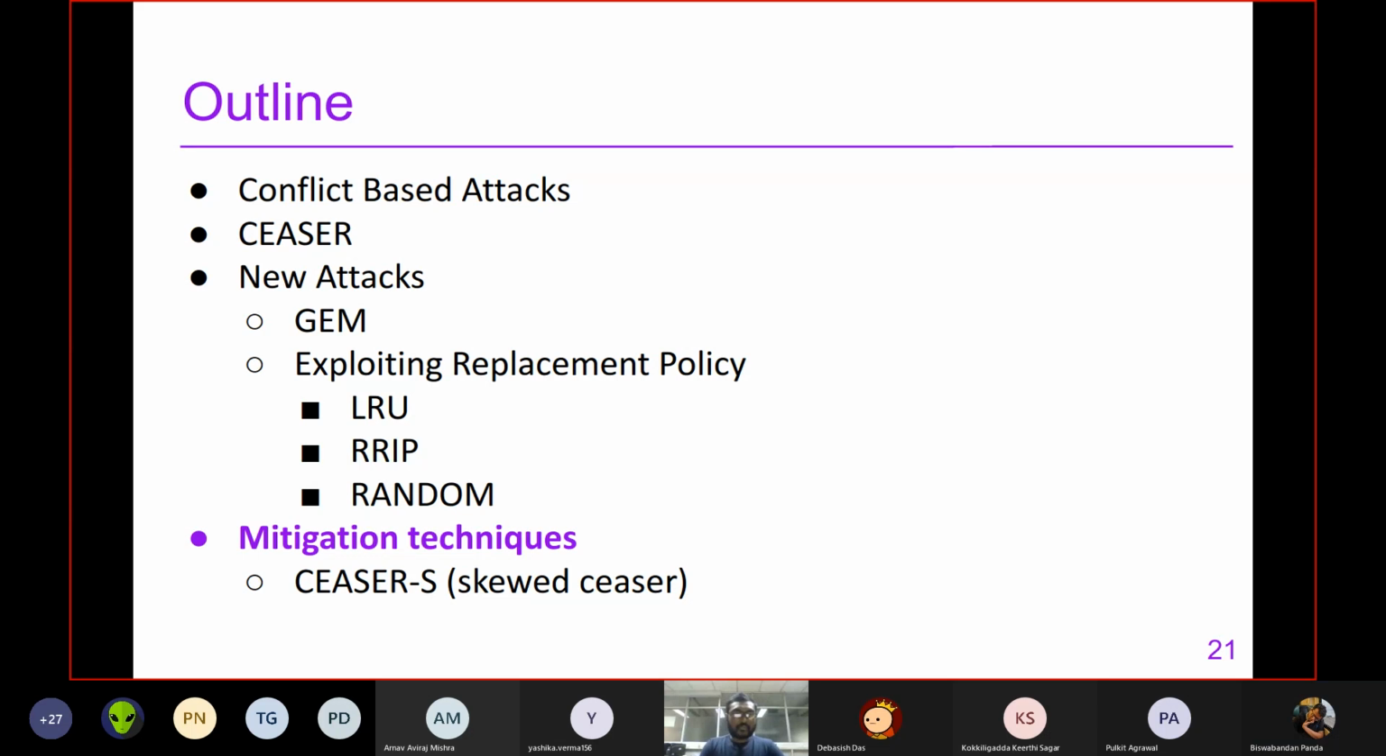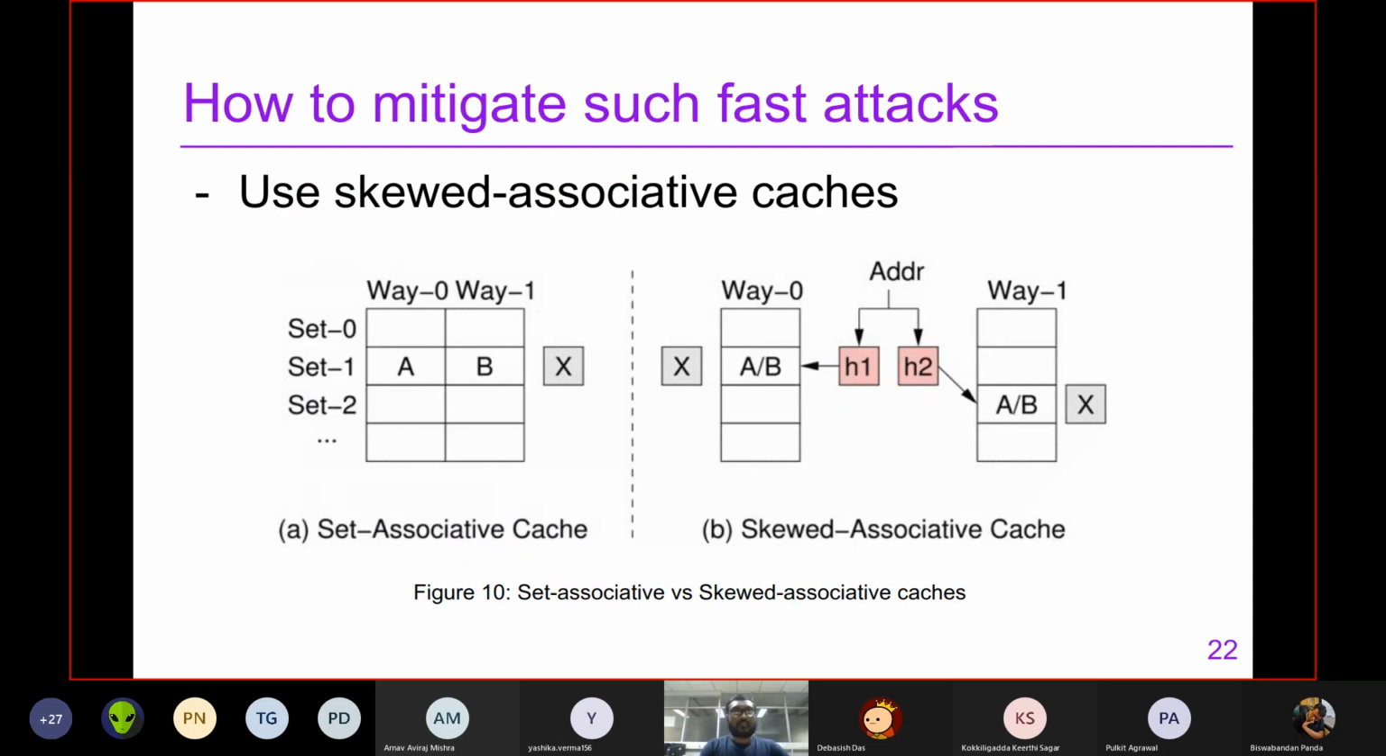Okay. Now that we have fast eviction set finding algorithms which can attack even the random mapping, the paper comes up with some techniques which are still resilient to these fast attacks. To mitigate such fast attacks, they have used a concept of skewed associative caches. So traditional set associative caches look like this.